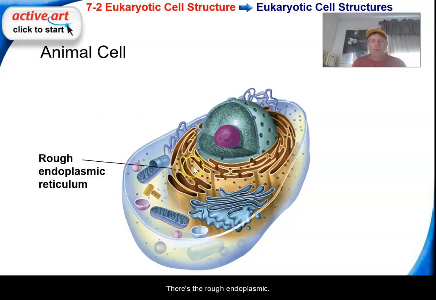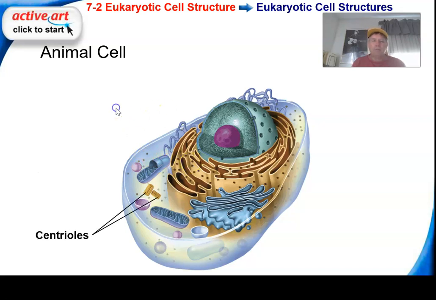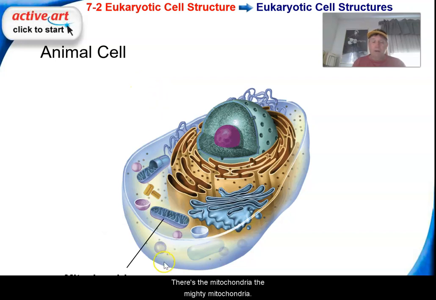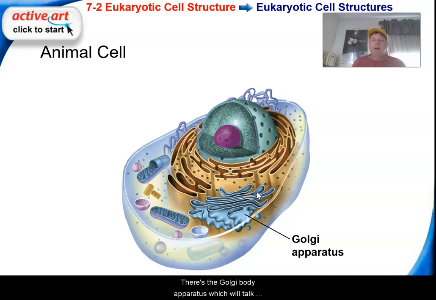There's the rough endoplasmic reticulum. You see this brown, like tubes pushed up against the nucleus. That's the rough endoplasmic reticulum. It's rough because it has ribosomes on it. Remember, those little dots are ribosomes. Centrioles, they're found in animal cells. They help with cell division because we have to make other cells, and cells have to divide to do that. There's the mitochondria, the mighty mitochondria. There's the Golgi body apparatus, which we'll talk about in greater detail in a little bit.